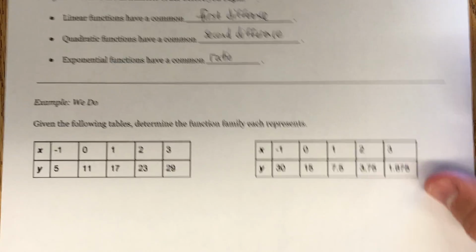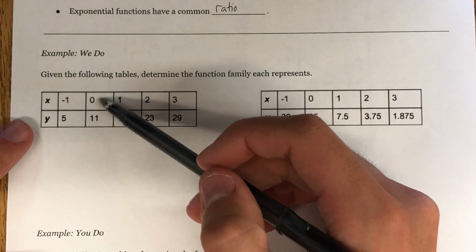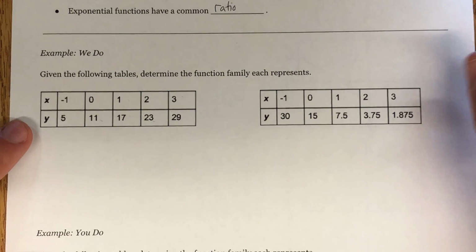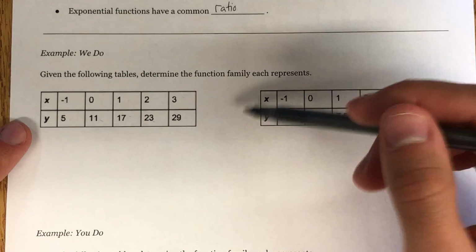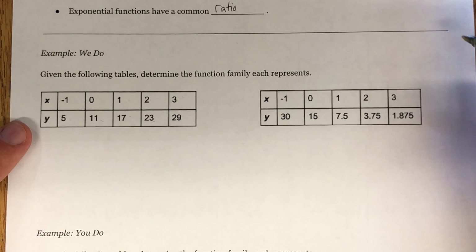So we're given a table of values here. We'll start with number 1. Negative 1, 5, 0, 11, 1, 17, 2, 23, and 3, 29. So we want to determine what function family does this table of values represent. So we'll start with the first difference, see if it's a linear function.